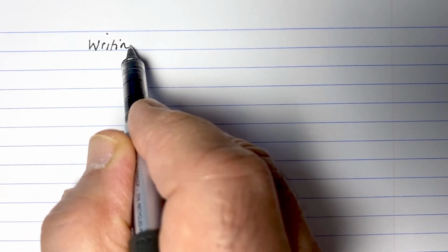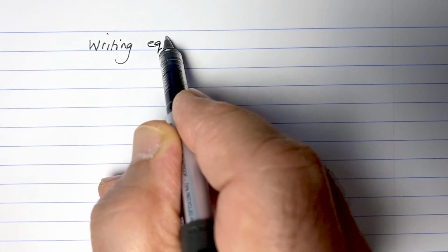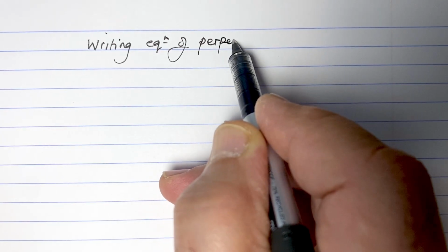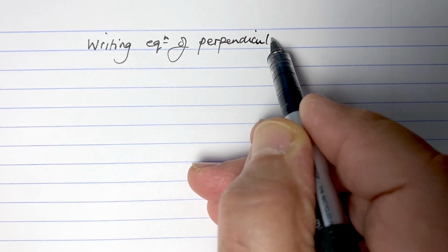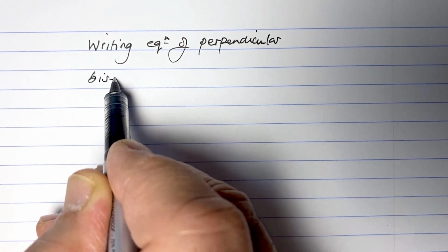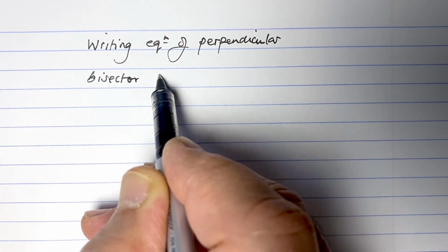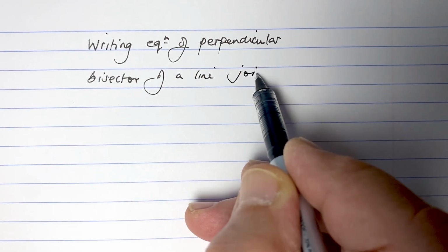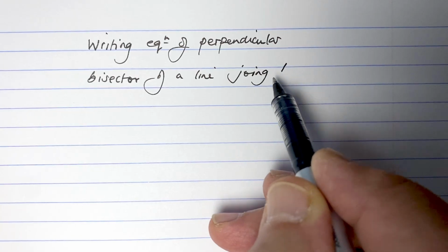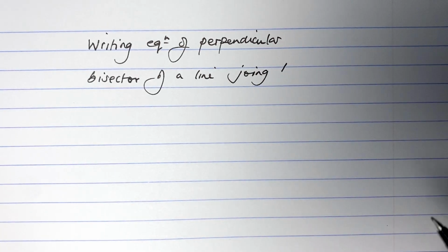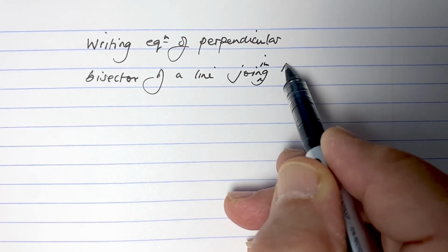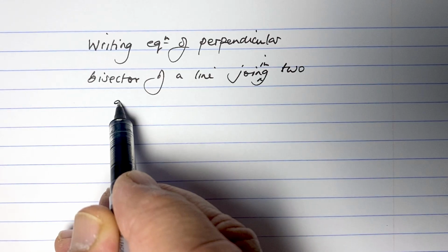Writing now the equation of a perpendicular bisector of a line joining two given points.